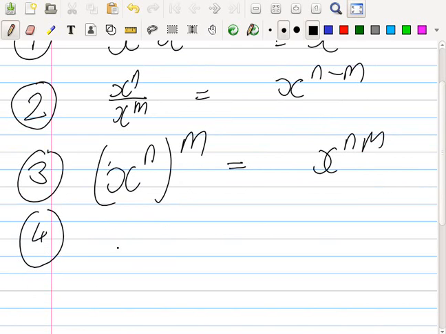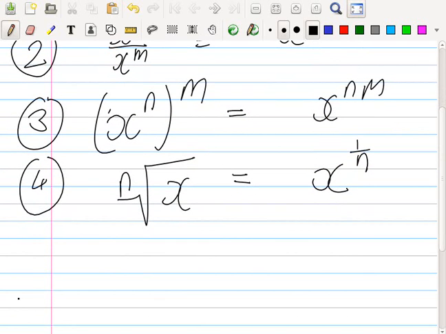Next one now. Nth root of x can be written as a power. Does anyone know what power? No? 1 over n. Yeah, power 1 over n. So for example, cube root is the same as x power 1 over 3. Okay? And then the last rule, but it's not really a rule, more just an identity.